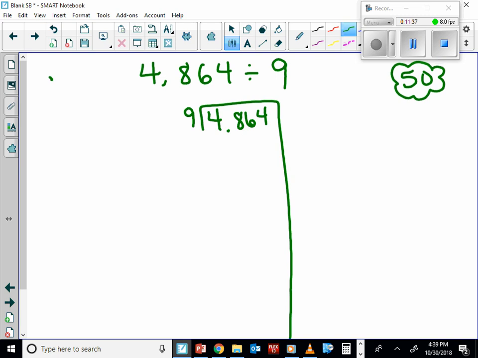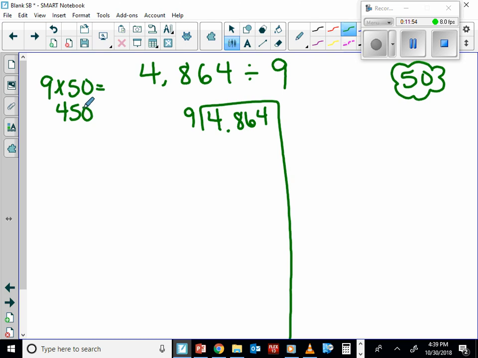So I like to work off to the side. Let's start with 9 times 50. 9 times 5 is 45. Add a 0. Well, I have to go all the way to 4,000, and I've only gotten 450. I could use that and be fine. But again, I try to find the biggest number that I can.